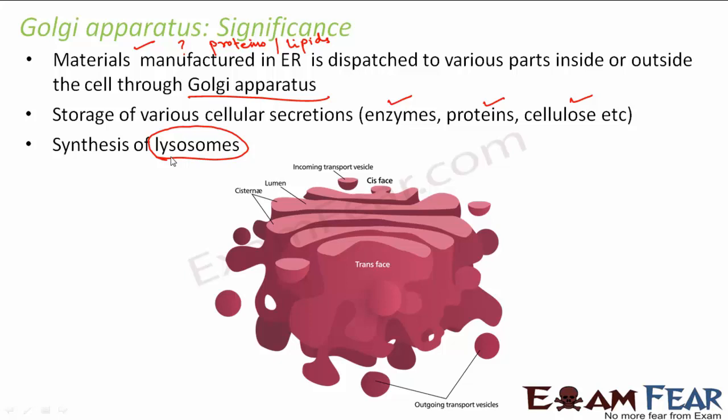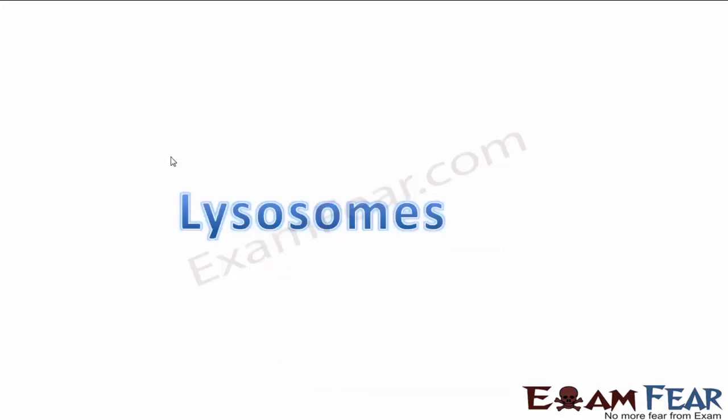So I hope you are clear what Golgi apparatus are. These are again a network of vesicles, and what is their significance? They help to store many things, and they also help to dispatch things from the endoplasmic reticulum to other parts inside the cell as well as outside the cell. Okay, so let us talk about lysosomes now.